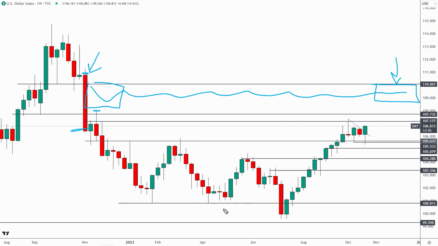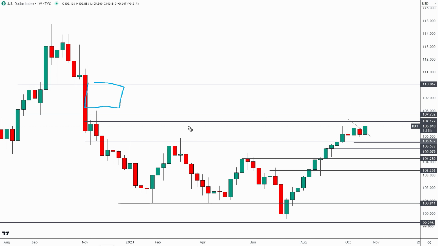I've been saying this ever since the DXY was back here in this area, right? We had the fake out down here that we also talked about. And since that time, we've had a very aggressive rally. So I don't think this is over for the DXY. We could obviously still have pullbacks, but I do think that 109 to 110 is coming within the next few months. Okay, and that's going to matter for gold because gold does tend, historically speaking, to move inversely to the dollar.